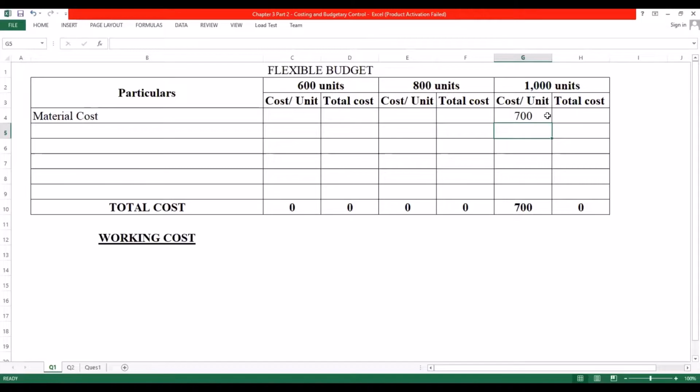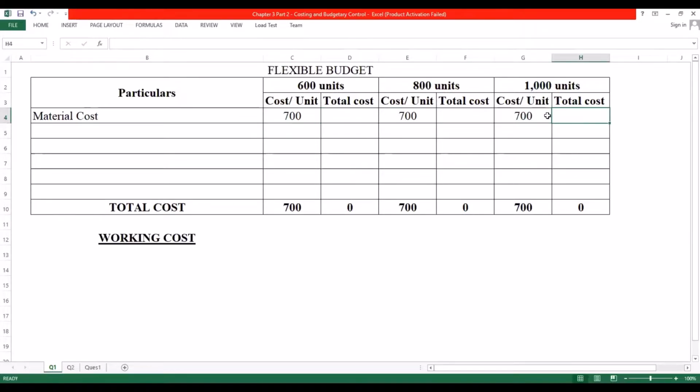Another very important thumb rule that you have to remember with respect to flexible budget is that for variable cost, the cost per unit will always remain the same. It is the total cost which will vary. I'll repeat that. For variable cost, the thumb rule is cost per unit will always remain the same. Total cost will vary. So what does that mean? Whether you produce 1,000 units, 800 units, or 600 units, your cost per unit for material cost would remain the same. Now, what is it that will change? What will be changing is the total cost.